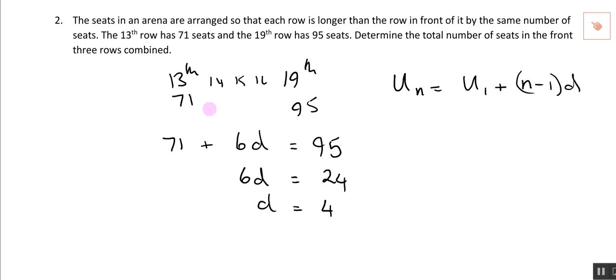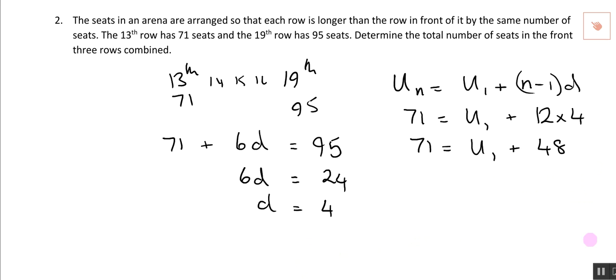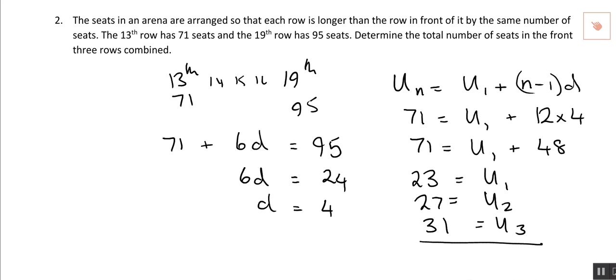So using this again, 71 is equal to u1 plus 12 lots of 4. d is 4. So 71 is equal to u1 plus 48, which tells you that u1 must equal, what was it? 23? Okay. Then from that point, I know that u2 is 27, u3 is 31. If I add those together, because that's what it said, determine the total number of seats in the front 3 rows combined, I get 81 seats.